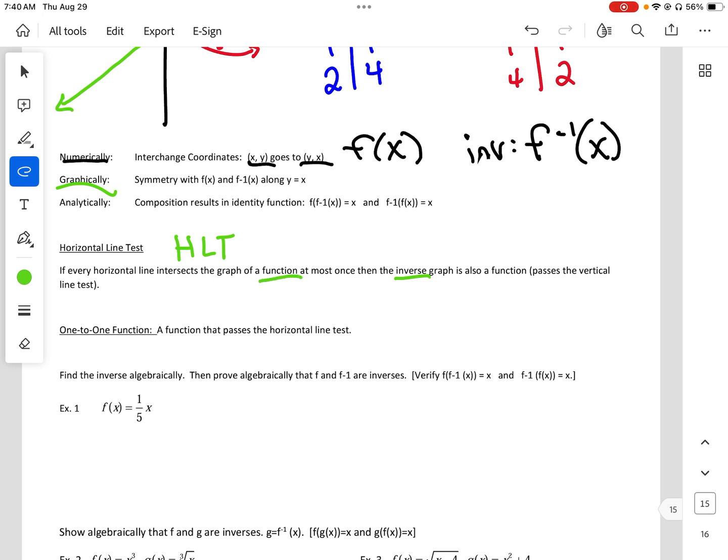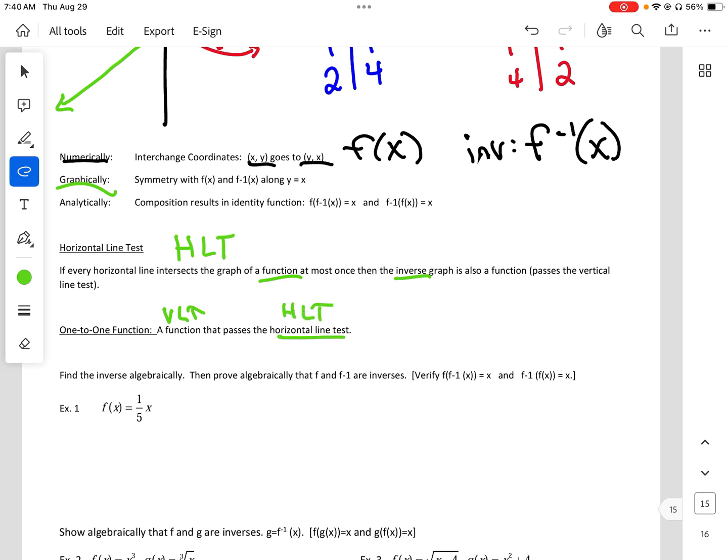If every horizontal line intersects the graph of a function at most once, then the inverse graph is also a function. It passes the vertical line test. A one-to-one function is a function that passes the horizontal line test. So if it's already a function, it passes the vertical line test and the horizontal line test.